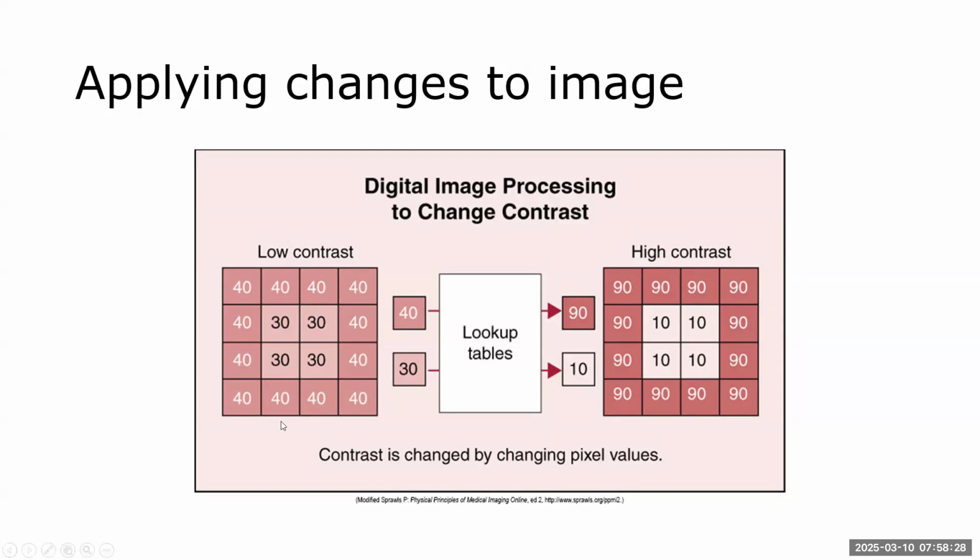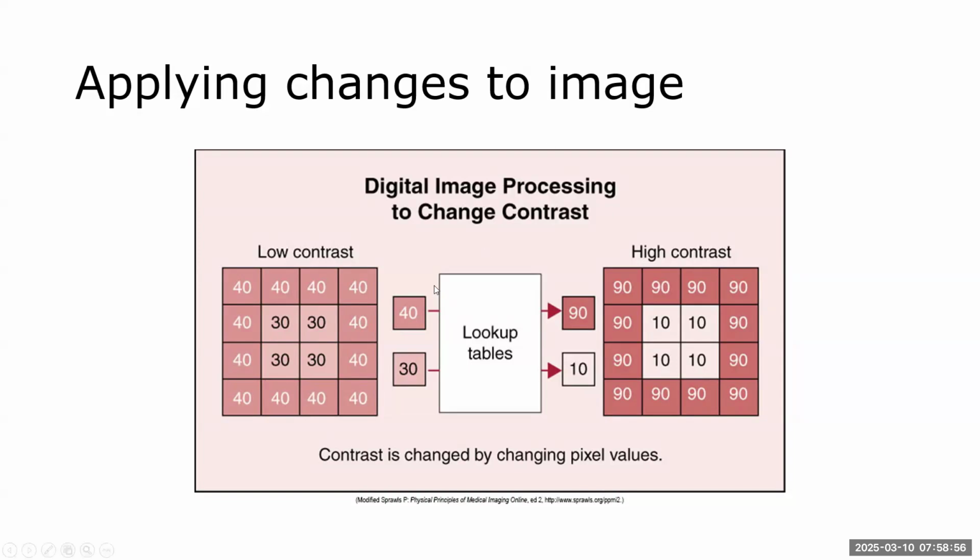So if we had, let's say this was our image here, and all of these pixels were assigned a value of 40, and these pixels right here in the middle were assigned a value of 30, then we would consider that to be pretty low contrast, right? Why would we say that would be low contrast? They're too close to each other. They're very close together. The pixel values are very close together. The shades that represent those pixel values are very close together.